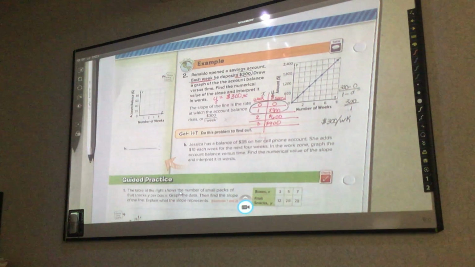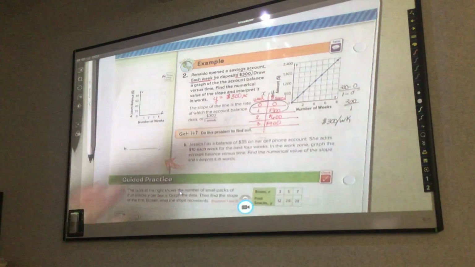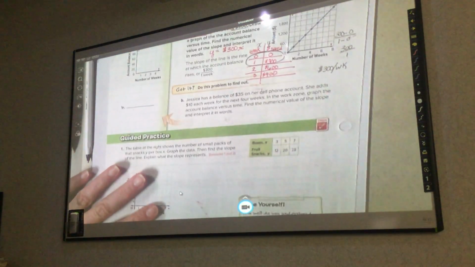Now, remember when I said linear means what? Line. If it's linear, does it have to go through 0, 0? No. Okay. If it's proportional, it has to be linear and go through 0, 0, but not on slope. So let's look at this example.